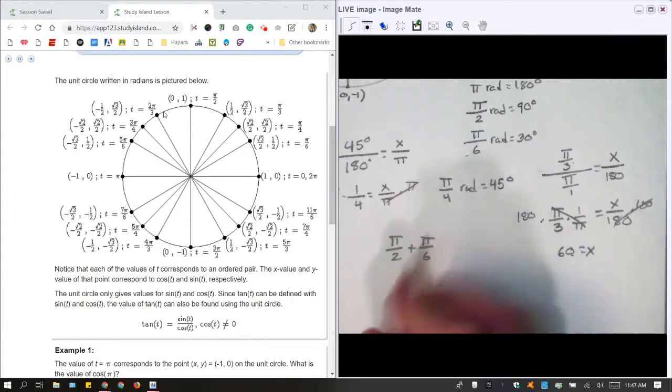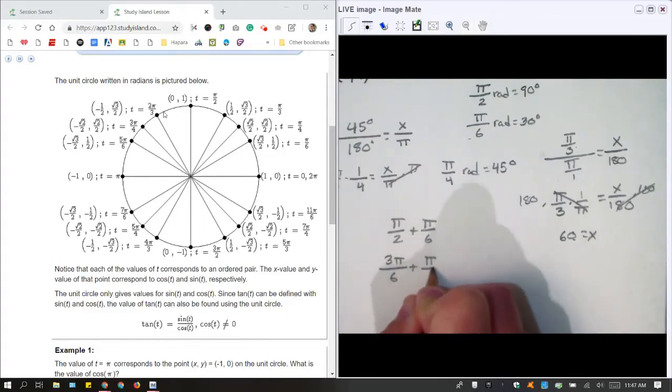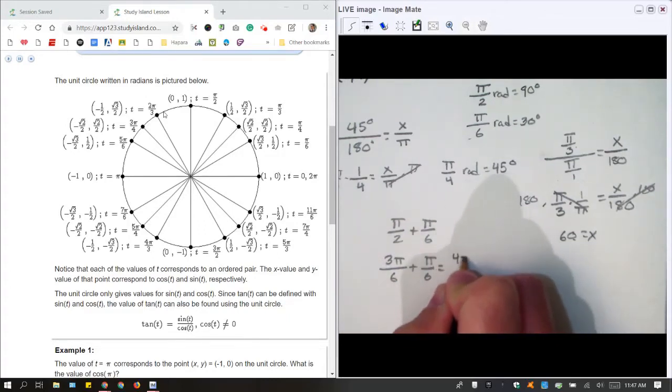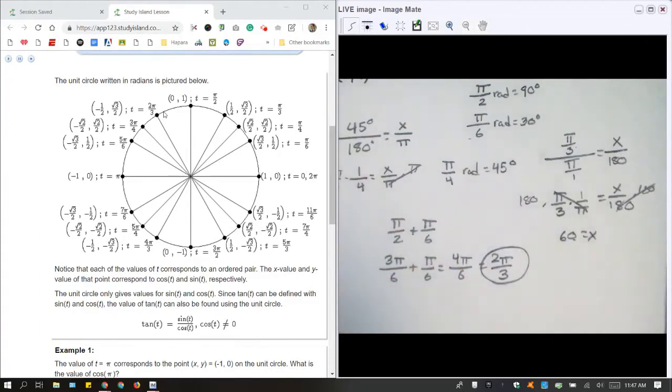If I want to make that common denominators, I have to multiply by 3, so it's 3 pi over 6 plus 1 pi over 6, which equals 4 pi over 6, and 4 and 6 simplify by a factor of 2, so it becomes 2 pi over 3, and sure enough, that's what it says right there, 2 pi over 3. So all you have to remember here is that every 30-degree increment is pi over 6, every 45-degree increment is pi over 4, every 90-degree increment is pi over 2, and then you keep going around the circle, and you'll keep getting these measurements right here.